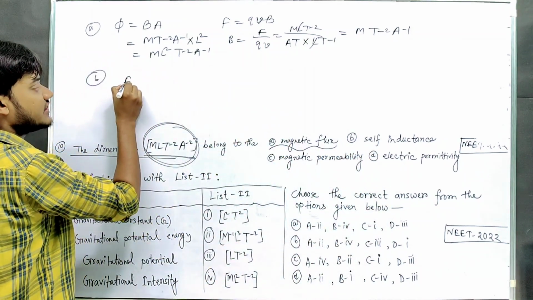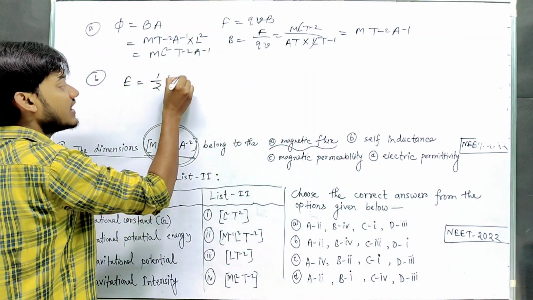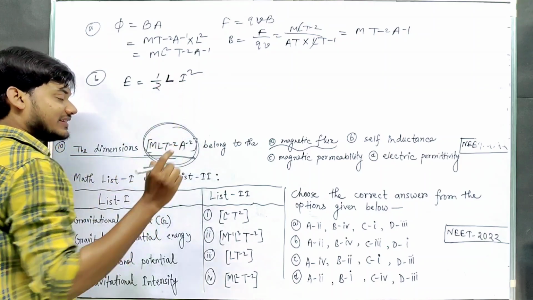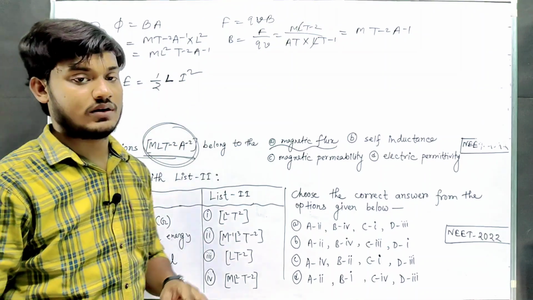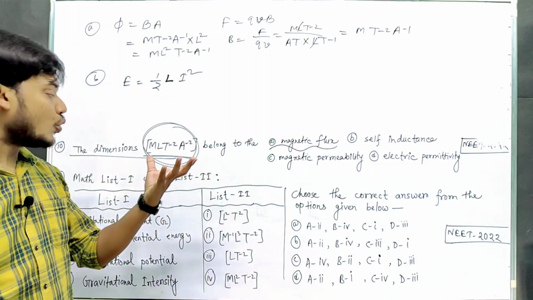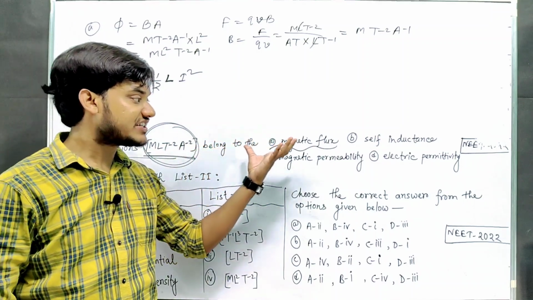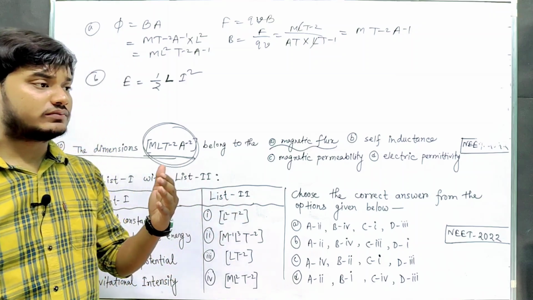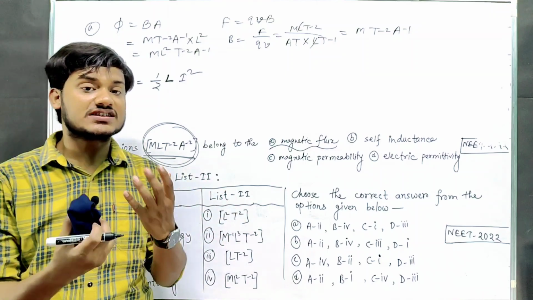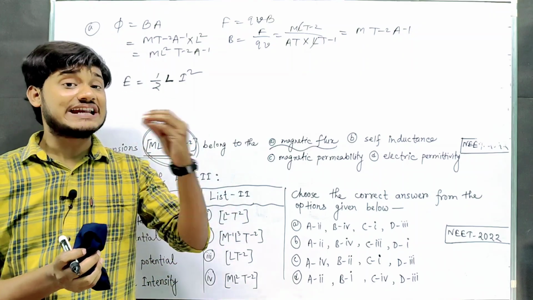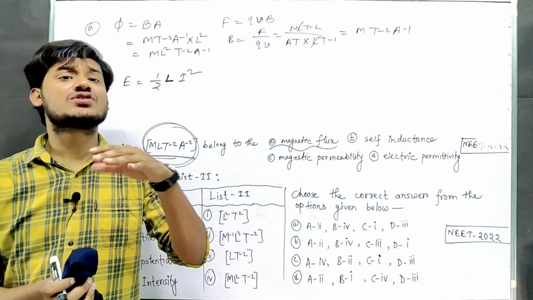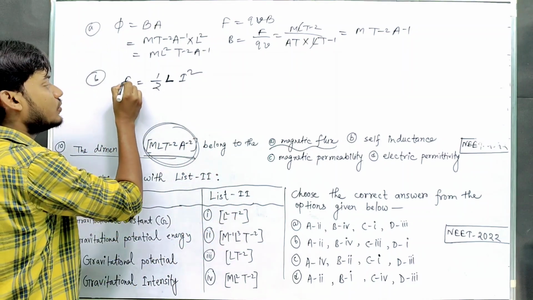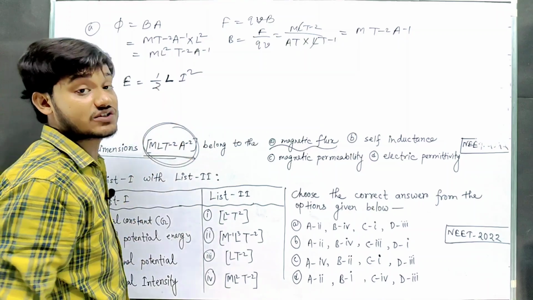Self-inductance, we know energy equals half Li square. There is one trick. जब भी कोई भी फिजिकल क्वांटिटी का डायमेंशन निकालना हो तो एक चीज़ कोशिश करना है कि उससे रिलेटेड एनर्जी या फिर फोर्स का कुछ रिलेशन है क्या.